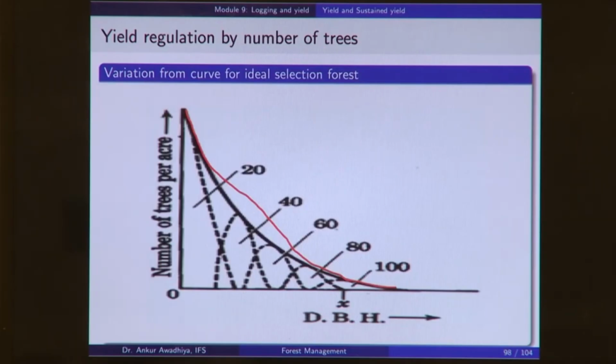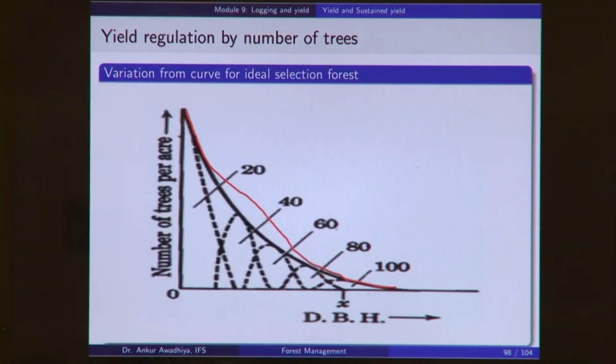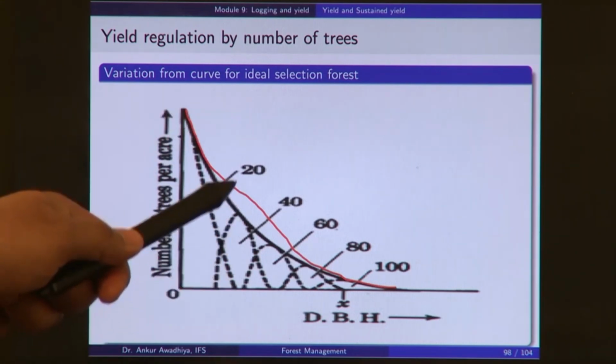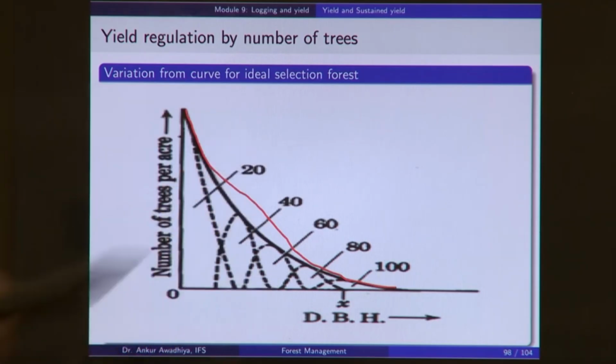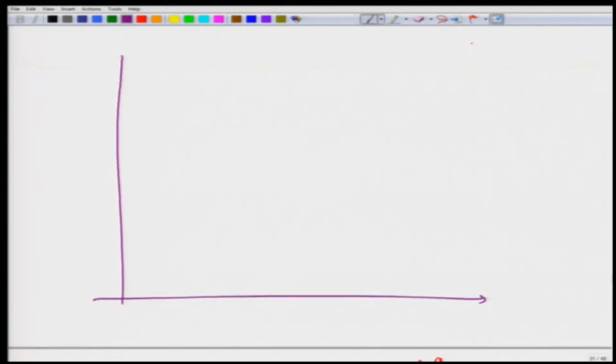Another method is yield regulation by the number of trees. Here again, as we saw earlier, if we plot the ND curve and if the actual forest deviates from the ND curve, then the yield regulation by the number of trees will say that for this DBH you can cut these many trees, for this DBH you can cut these many trees. Essentially what we are trying to do here is this: this is the ND curve, it looks like this, but the actual forest is showing something like this.